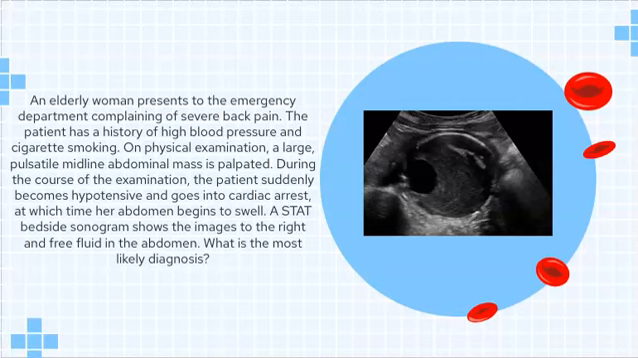An elderly woman presents to the emergency department complaining of severe back pain. The patient has a history of high blood pressure and cigarette smoking. On physical examination, a large pulsatile midline abdominal mass is palpated. During the course of the examination, the patient suddenly becomes hypotensive and goes into cardiac arrest, at which time her abdomen begins to swell. A stat bedside sonogram shows the images to the right and free fluid in the abdomen.